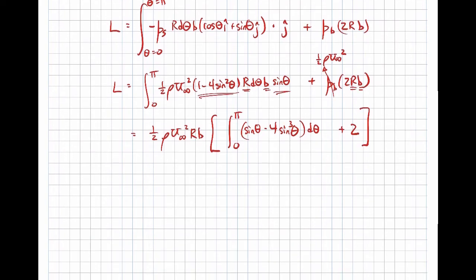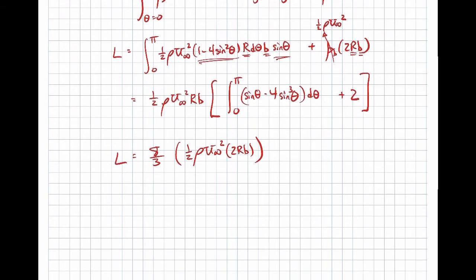When all is said and done, what we'll get in the end is the following. The lift should be 8/3 times 1/2 rho U infinity squared times 2R times B. So that's ultimately what you'll get. And the reason I wrote it that way is because we can define a dimensionless lift called a lift coefficient, which is just the lift divided by 1/2 rho U infinity squared times 2R times B. It's kind of like the dynamic pressure times the area.